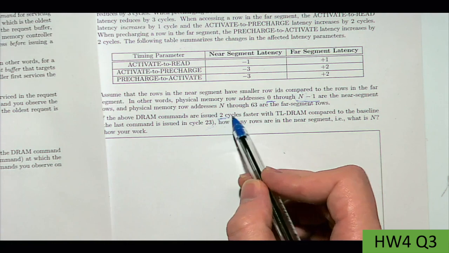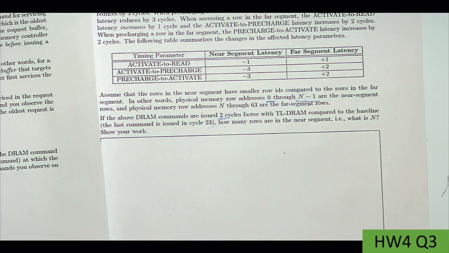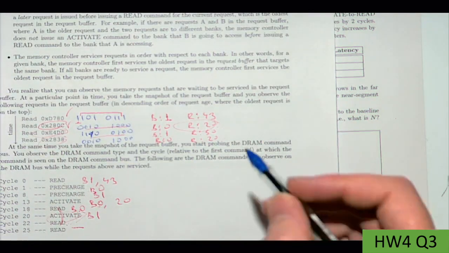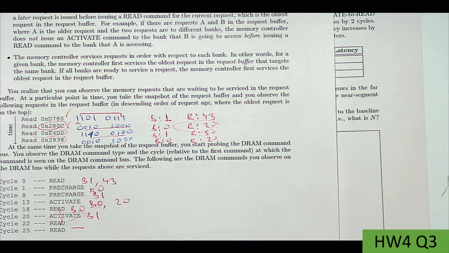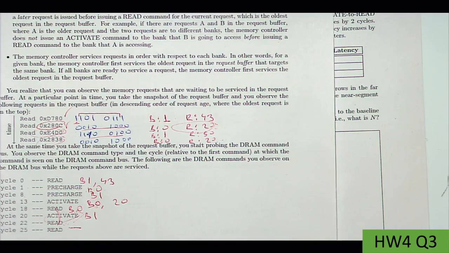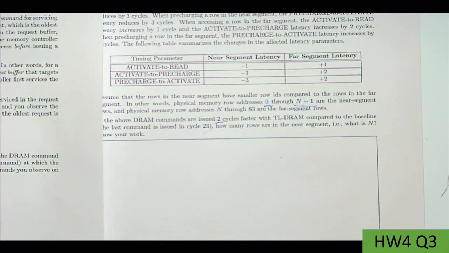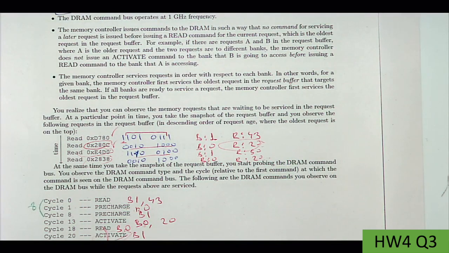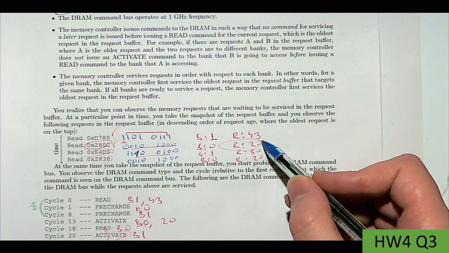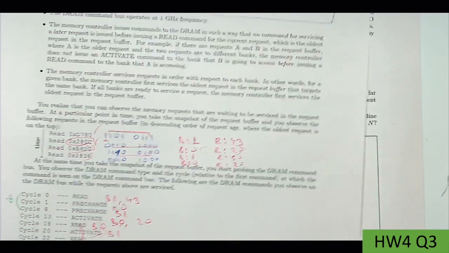So we know that it completes 2 cycles faster. So we can easily tell that we shouldn't have all of these rows that are accessed here in the far segment. Because if that's the case, we cannot save any latency, right? We will have some overhead. Okay, so we don't have to check the case where n is smaller than 20, right? So we only have to check other regions here.